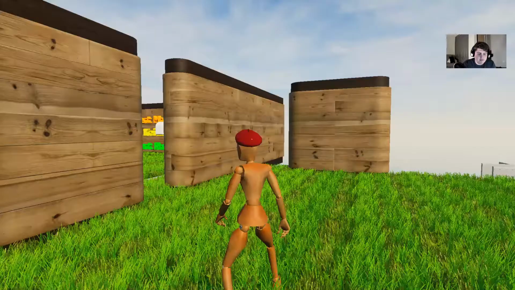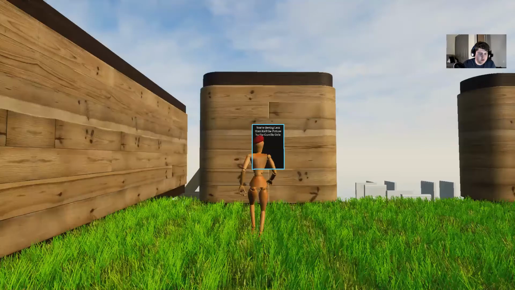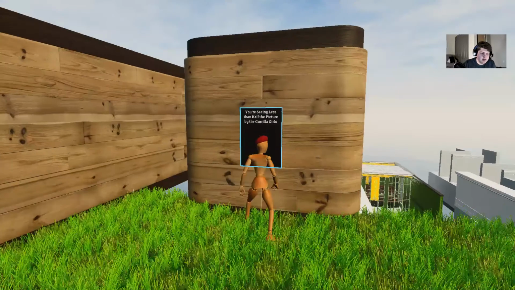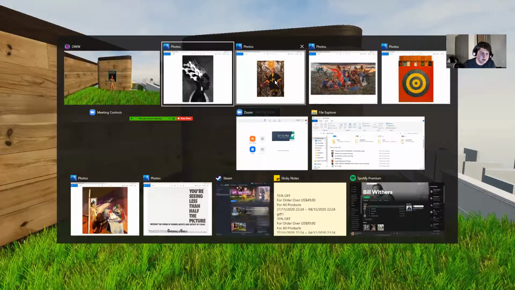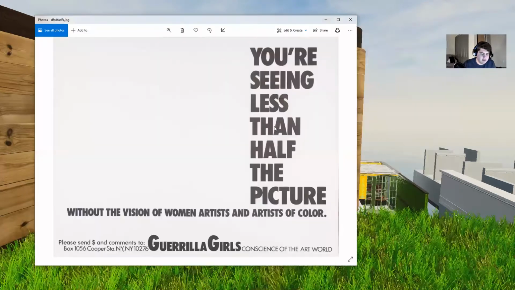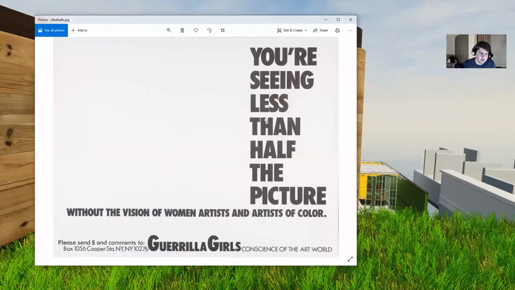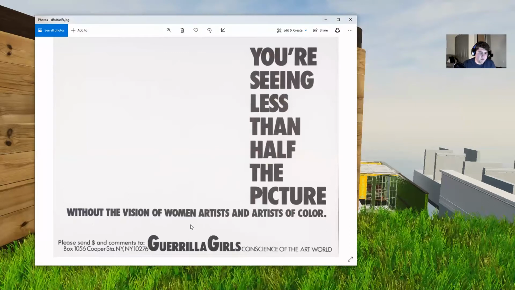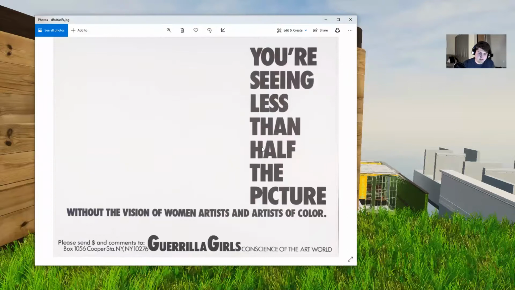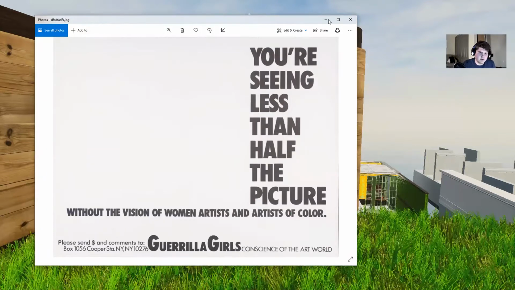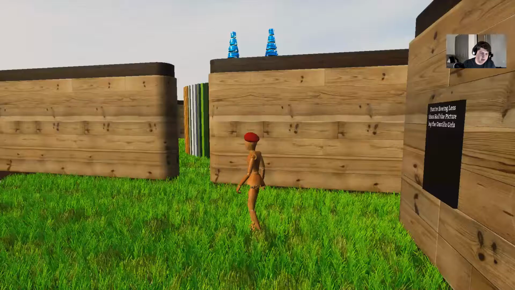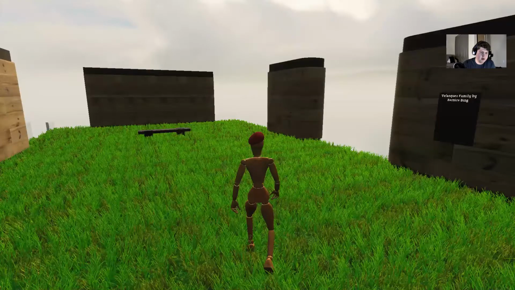Next, up here, we have two pictures. This one is You're Seeing Less Than Half the Picture by the Guerrilla Girls, which has queer women in the group, but I really like this piece specifically because it says you're seeing less than half the picture without the vision of women and artists of color. So that's the message that I'm going with in this whole thing, that sort of hidden away in the back is this treasure trove of beautiful art.